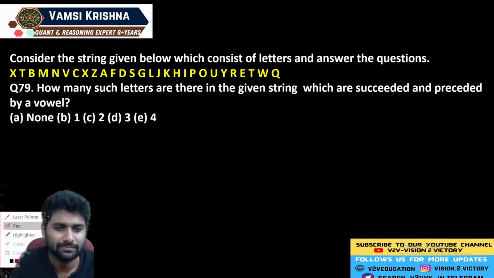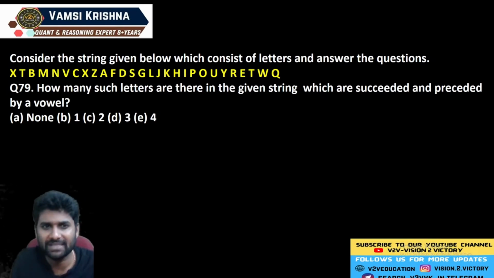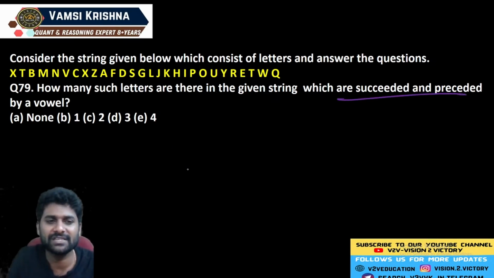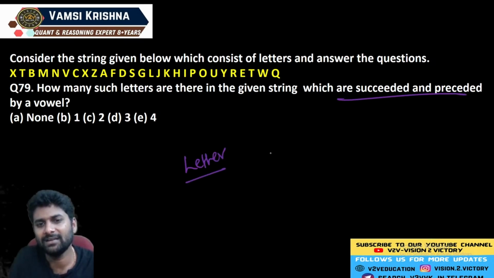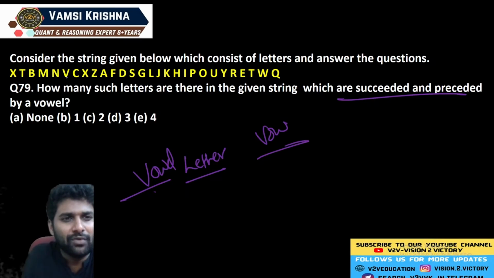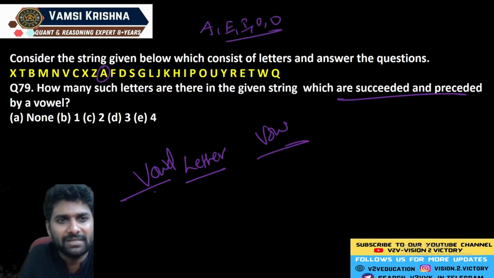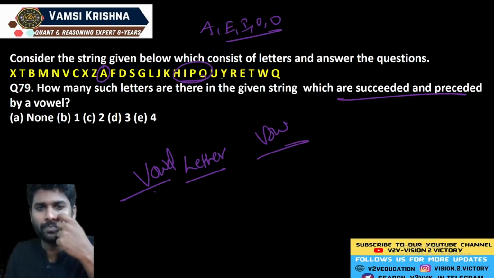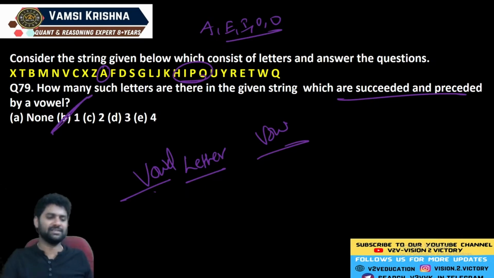Now, last one. See, there are a few letters given in the sequence. The question: how many such letters are there in the given string which are succeeded and preceded by a vowel? Guys, we need a letter whose previous and next must be vowels. So, check it out. We need vowel, letter, vowel. How many are there? E is the vowel, N, M, B, and you already know A, E, I, O, U, right? So, we have A, but it's not possible. Guys, we have one possible, IPO. That's it. Only one condition.